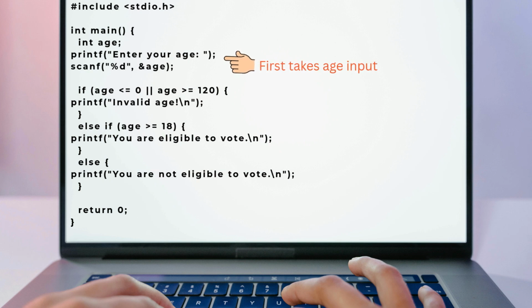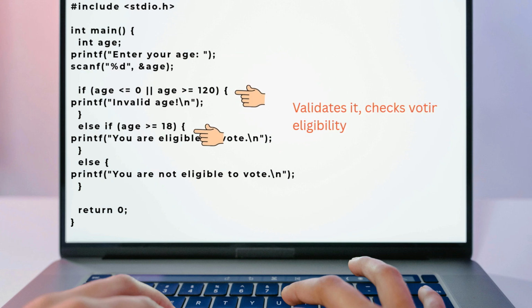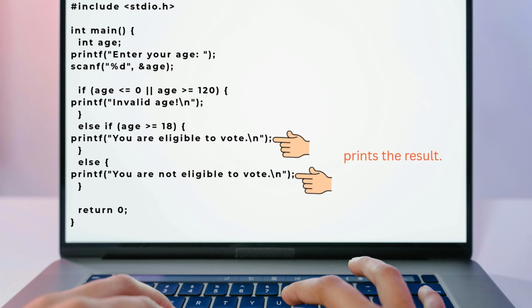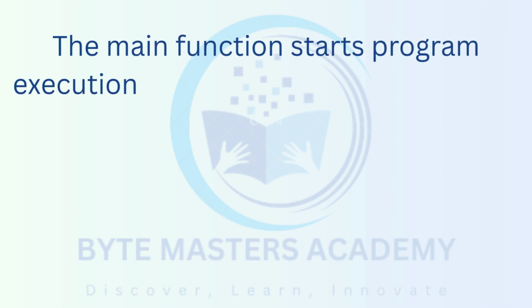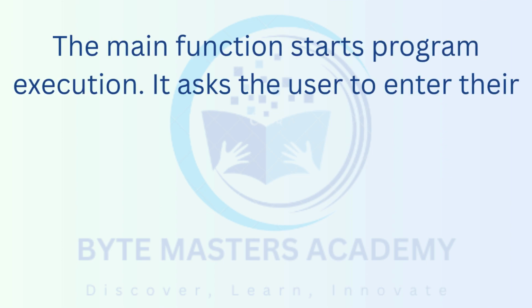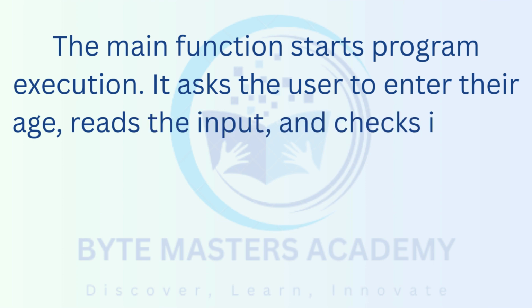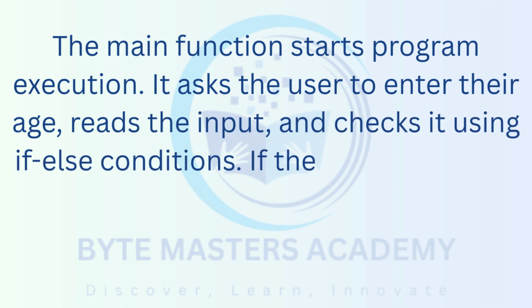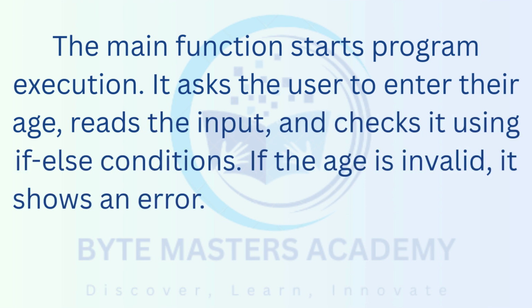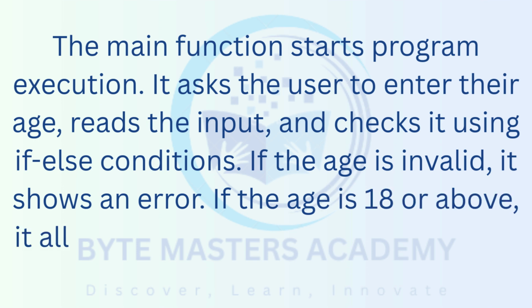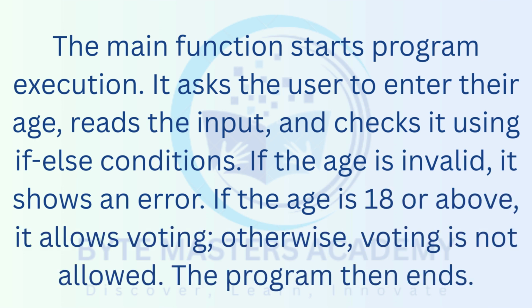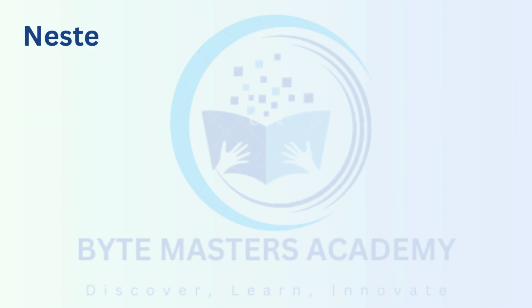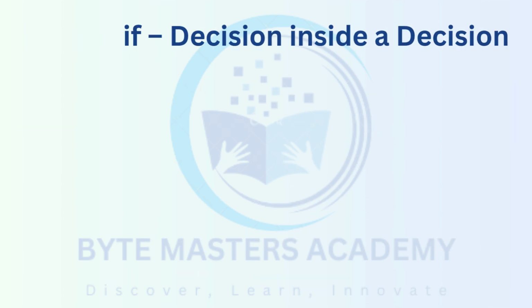This program takes age input, validates it, checks voting eligibility, and prints the result. The main function starts program execution. It asks the user to enter their age, reads the input, and checks it using if-else conditions. If the age is invalid, it shows an error. If the age is 18 or above, it allows voting. Otherwise, voting is not allowed. The program then ends.